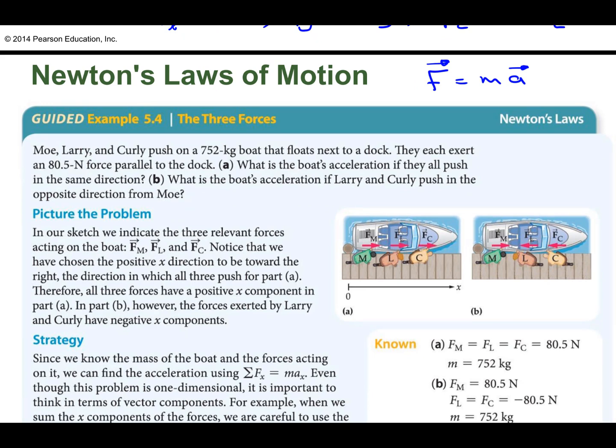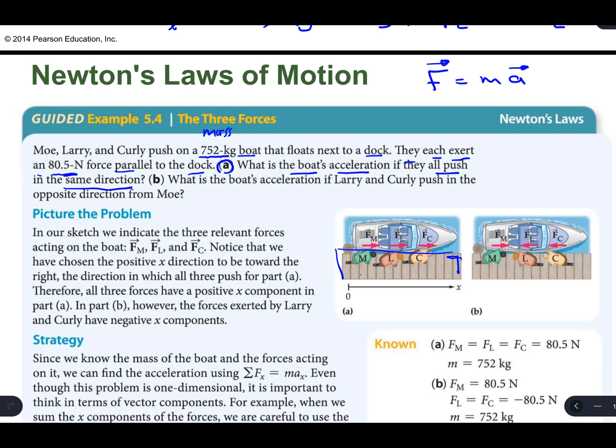Moe, Larry, and Curly push on a 752 boat. Here is the mass of the boat in kilograms that floats next to the dock. This is the dock, okay? They each exert 80.5 Newtons. So we have 3 forces from Moe and Larry and Curly, parallel to the dock. What is the boat's acceleration if they all push in the same direction?